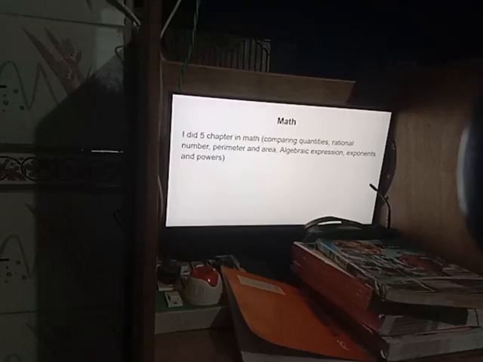So in comparing quantities, I learned about percentage. Percentage is mainly a way to compare quantities, comparing numbers. And what is percentage? Percentage is derived from the Latin word percentum, and it means per hundred. Percent means per hundred.